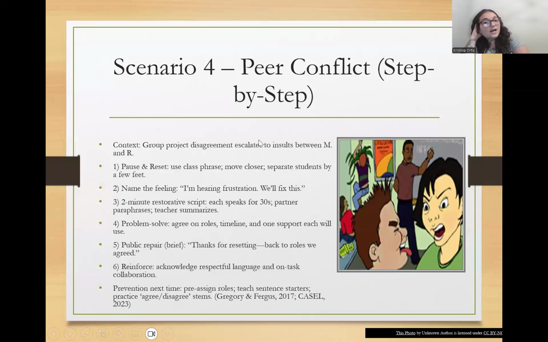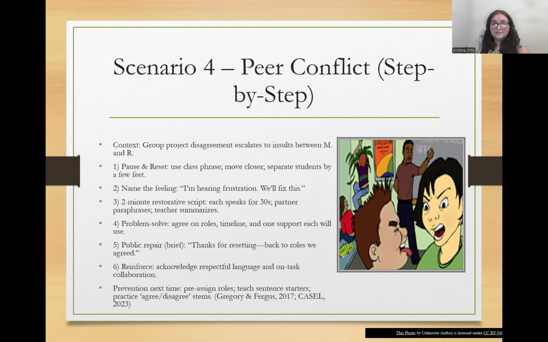Scenario 4, peer conflict. So context. Group project disagreement escalates to insults between M and R. So number 1, pause and reset. Use class phrase. Move closer, separate students by a few feet. We want to separate those students if we see it. Name the feeling. I'm hearing frustration.